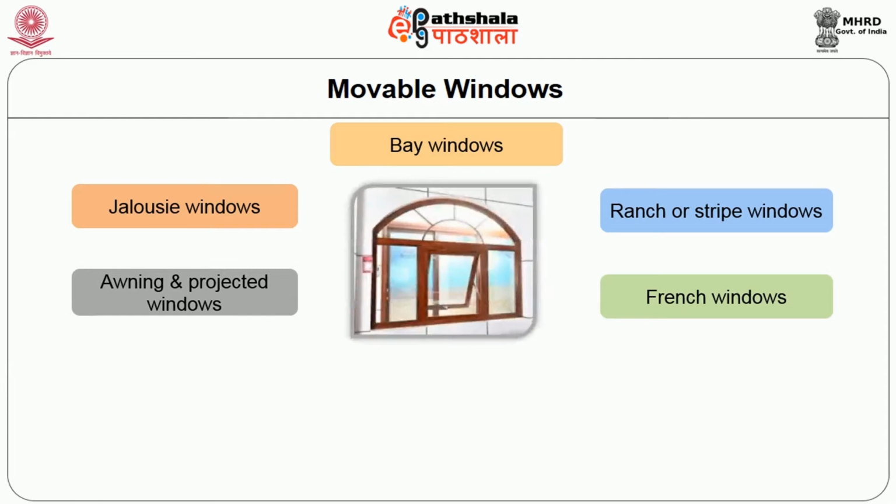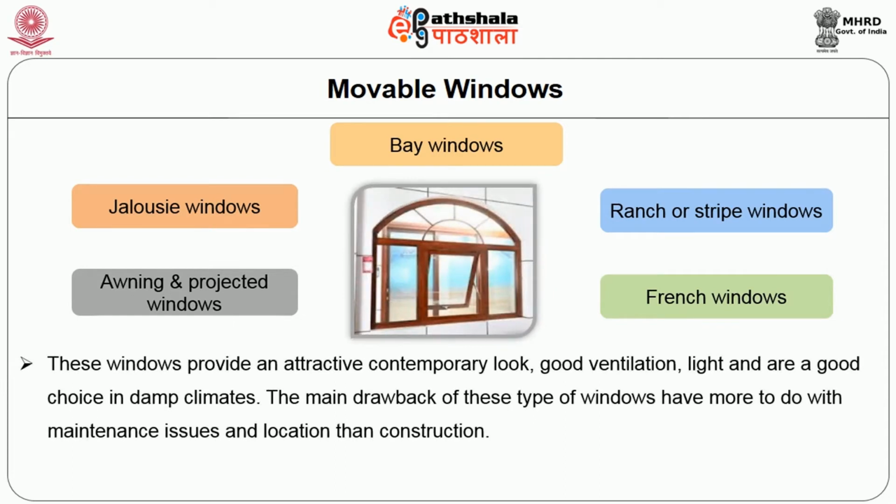Awning and projected windows. They are similar to casement windows, hinged at the top and are rarely at the bottom. These windows provide an attractive contemporary look, good ventilation, light, and are a good choice in damp climates. The main drawback of these windows has more to do with maintenance issues and location than construction.